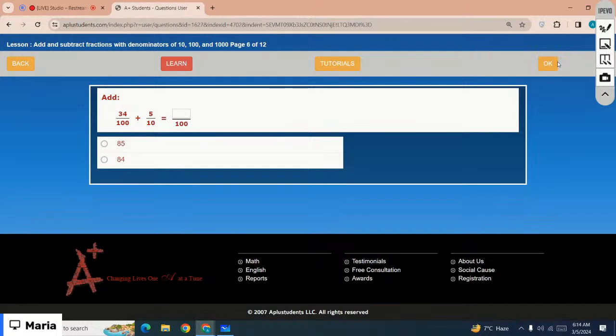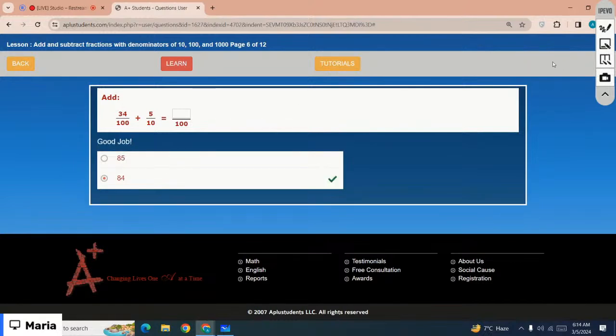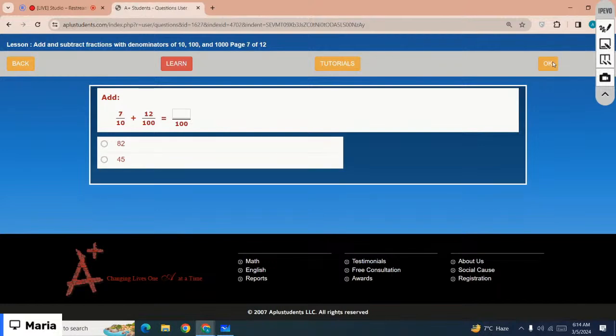34 over 100 plus 5 over 10, which is the correct option? Yes, the correct option is 84 over 100. Option number 2 is the correct option. 7 over 10 plus 12 over 100, which is the correct option?